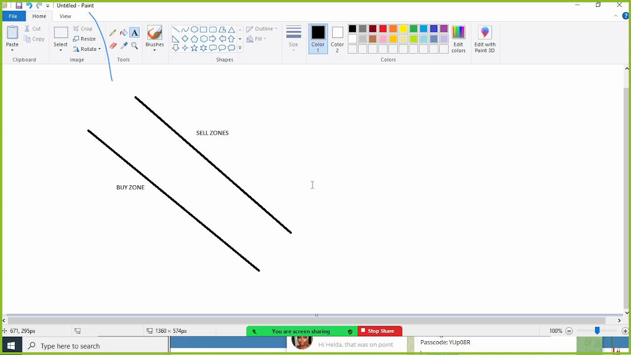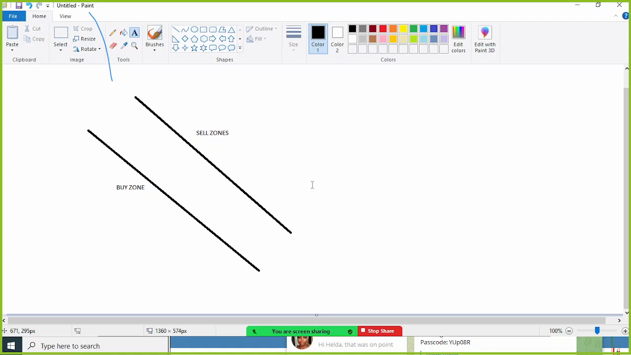So we have three types of channels. Just as we have three types of trends, we also have three types of channels, and then they have the same name as the trends. We have the up channel, the down, and then the sideways channel.